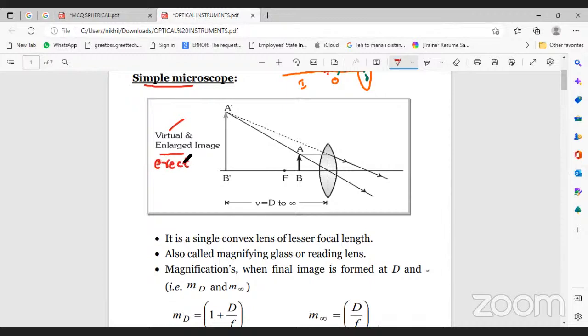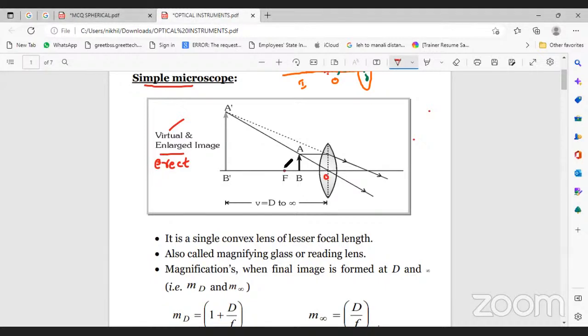In the simple microscope, what is the nature of the image, Ajay? So, in the simple microscope, a virtual and enlarged image. It will be virtual, it will be enlarged, and it will be erect. One more thing you have to observe here: where the object is going to be placed. Can you tell me, Dhanlakshmi, where the object is placed? Look at the diagram. Between F and O, sir.